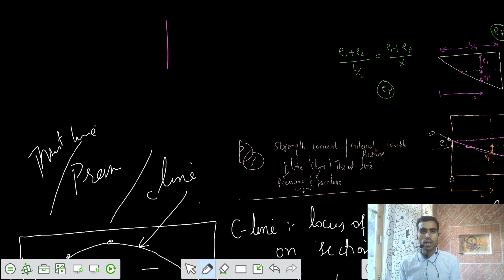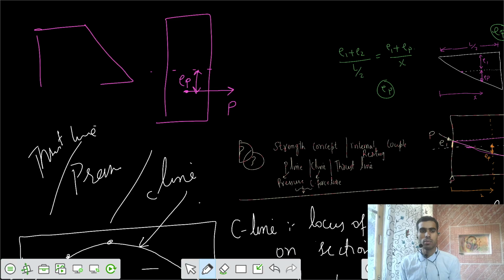That means at any section at a location of X, there is some eccentricity of the pre-stress force P from the neutral axis, which we wrote as EP. Because of those bending stresses, we take a general net stress diagram, and we said there is some compressive force acting at some location X bar, such that we calculated the location of that centroid.